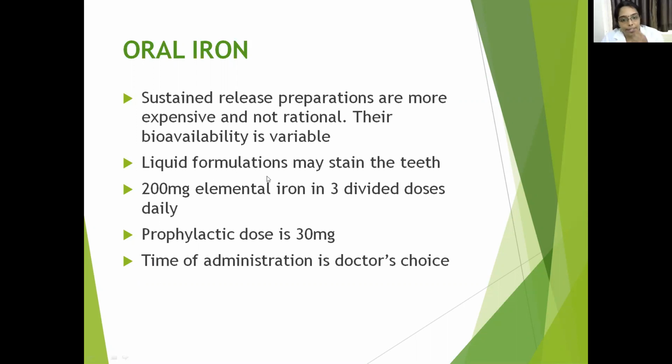The liquid formulations may stain the teeth, so they have to be put at the back of the tongue and swallowed directly. The dosage is 200 mg elemental iron, which can be administered in 3 divided doses daily. Prophylactic dose is 30 mg. The time of administration is the doctor's choice, because iron is absorbed well on an empty stomach, but since the side effects are more that way, some prefer giving large amounts after meals or some prefer giving small amounts in between meals.